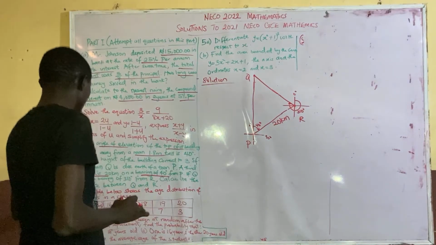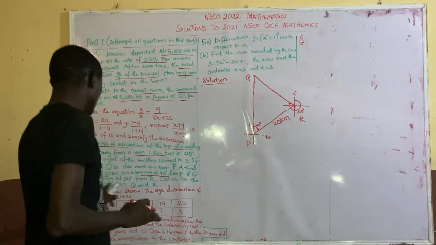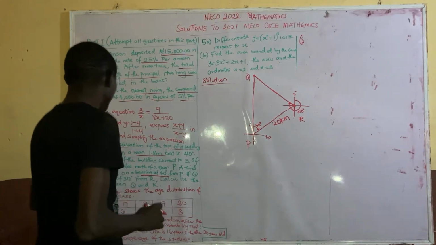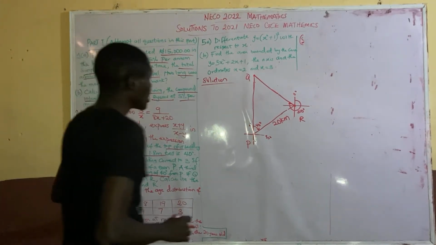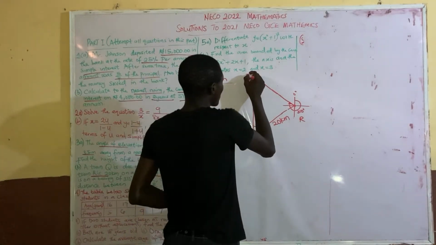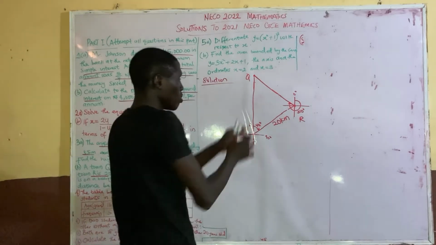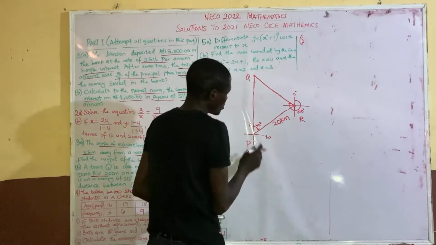So if Q is on the bearing of 310 from R, calculate the distance between Q and R. We have to calculate the distance between Q and R. And how do you get that? The first thing is to analyze the diagram.